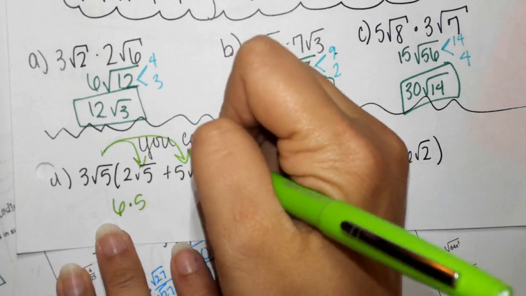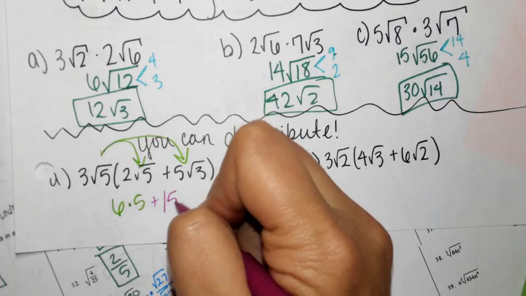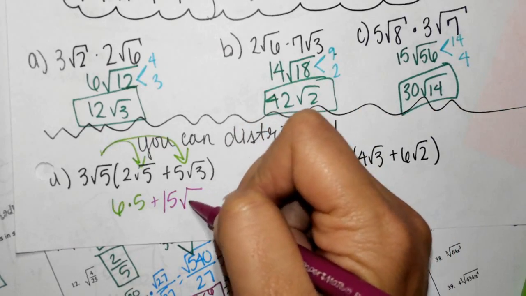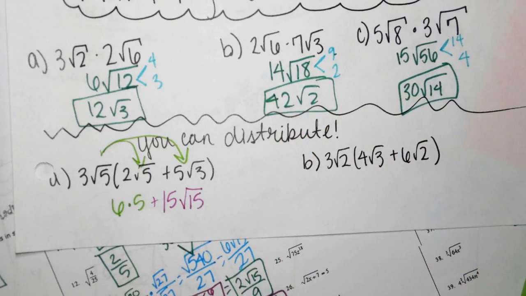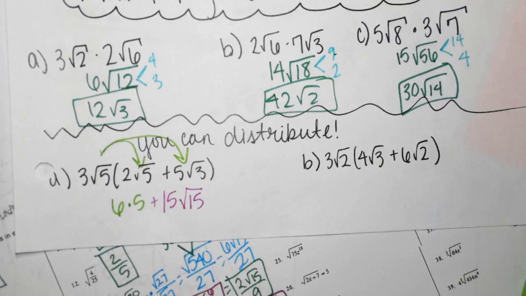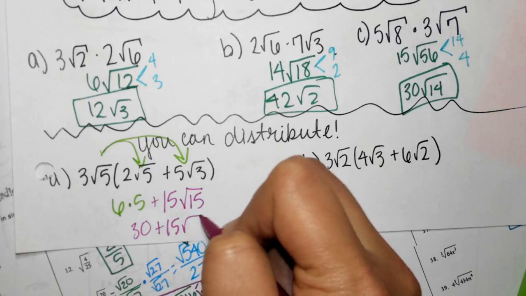And then you do 3 root 5 times 5 root 3. So what's 3 times 5? 15. And what's root 5 times root 3? Root 15. That's not a trick question. Alright, and then what's 6 times 5? 30. So it's 30 plus 15 root 15.